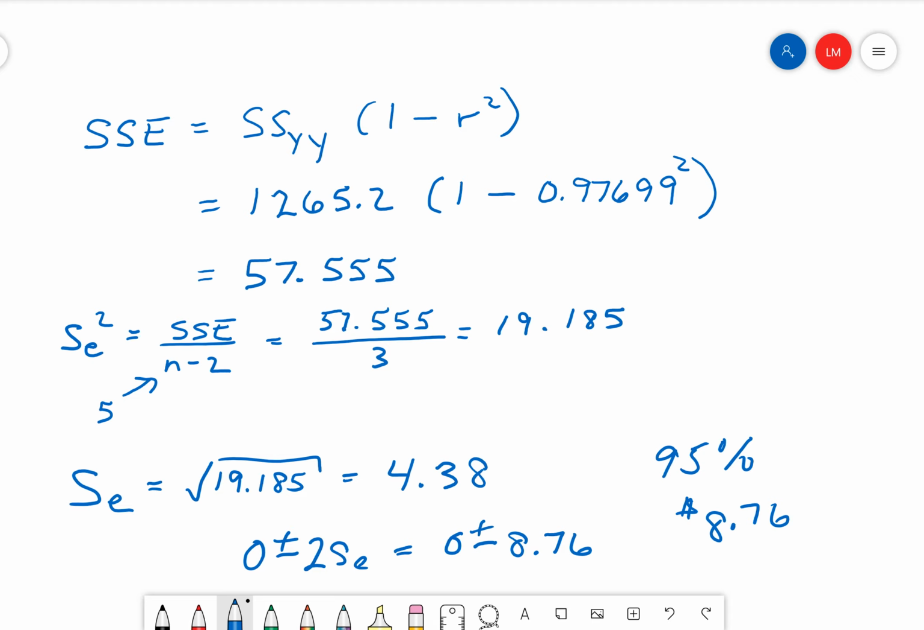Another way to assess the fit of the model is with the R squared, this value here. In the next coming slides, we will look at how to calculate R squared.